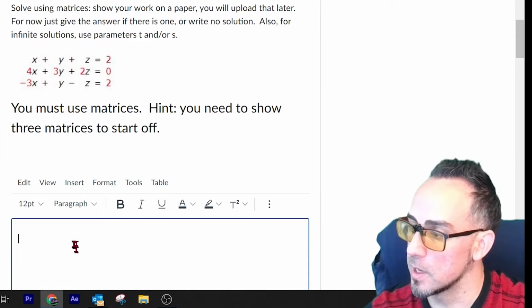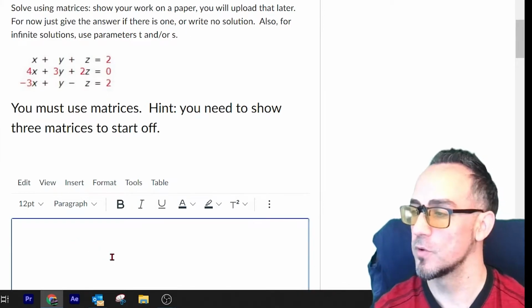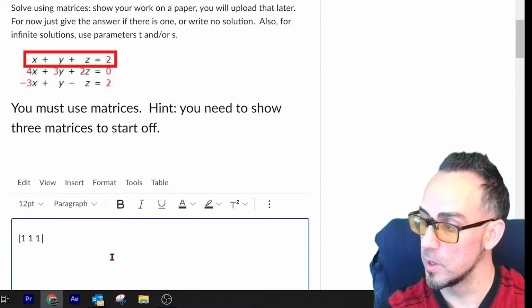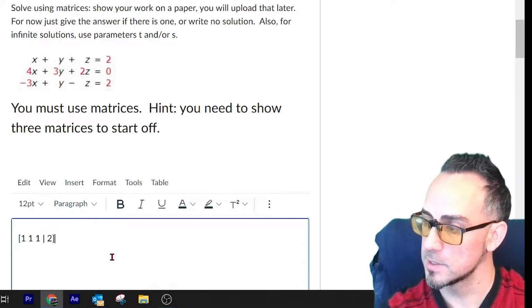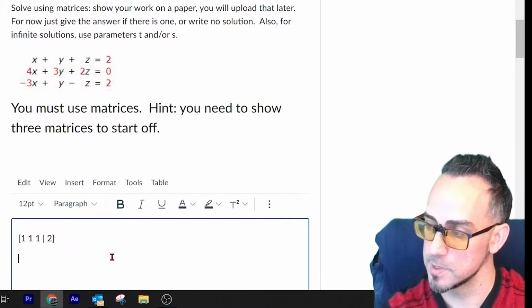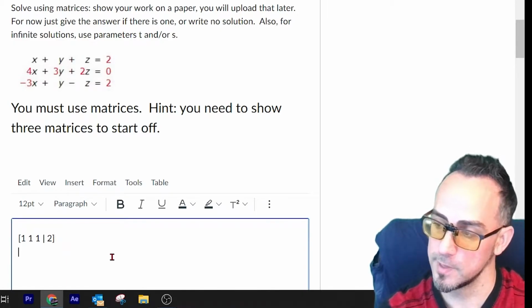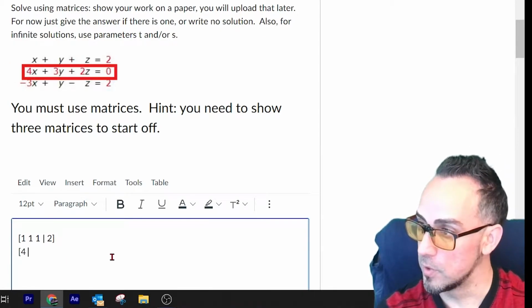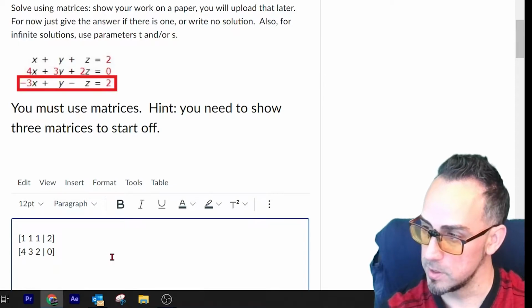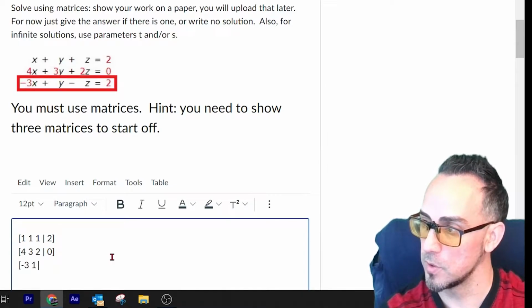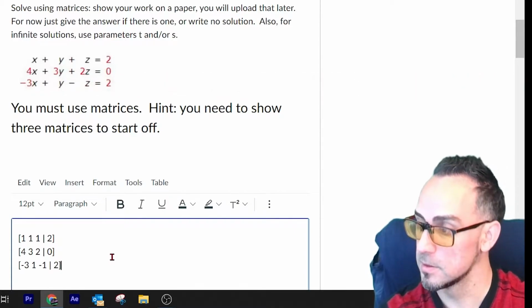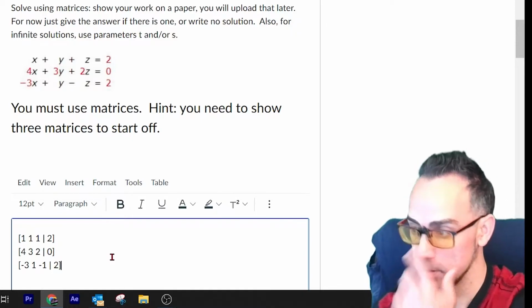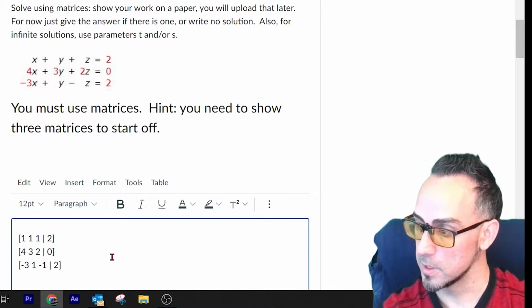Okay, number 2. Solve using matrices. I'm going to show you how to solve a system of equations using matrices. This is how you do it: 1, 1, 1, vertical bar 2. That's my first row. If you press shift and enter, it puts it close, but if I press enter, it leaves a big space. Tip: shift enter. Then 4, 3, 2, bar, and then 0. It's better to do this on paper, but I'm going to show you how to show your work on Canvas, assuming you're taking the test in a pandemic and can't show your work on paper. So that's the first matrix.